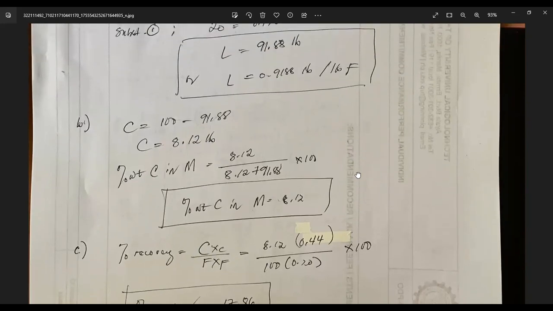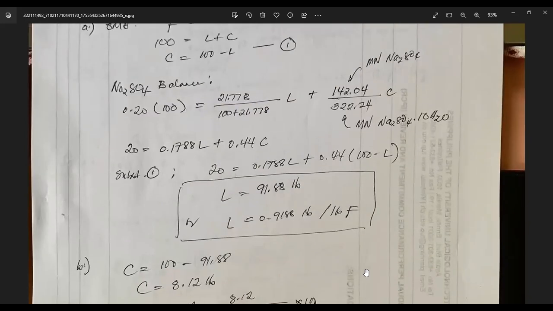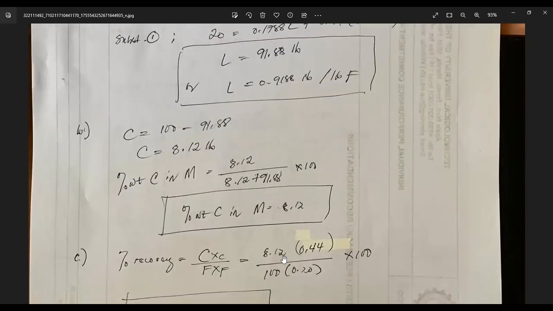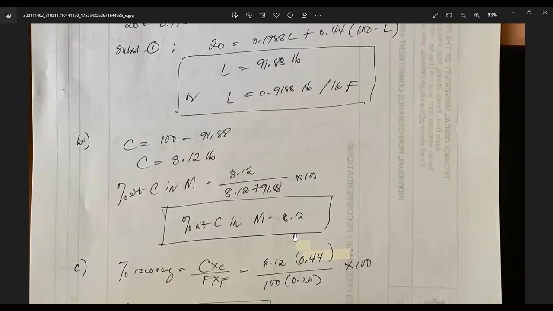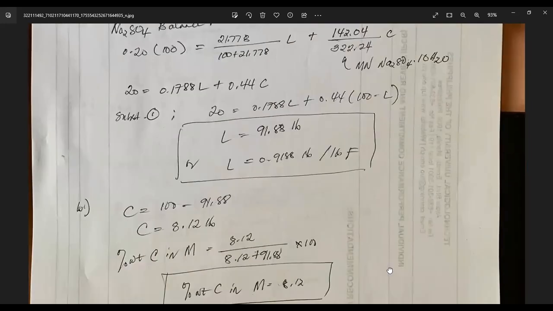So you have your C, your crystals here, your 8.12, and you have the 0.44. The 0.44 is the ratio of the molecular weight of the anhydrous and the hydrated sodium sulfate. That's the amount of sodium sulfate present in your crystals. Remember, your crystals do not have only sodium sulfate, they also have water. So you have to multiply the 8.12 by 0.44. So your percentage recovery is 17.86 in this case for this problem.